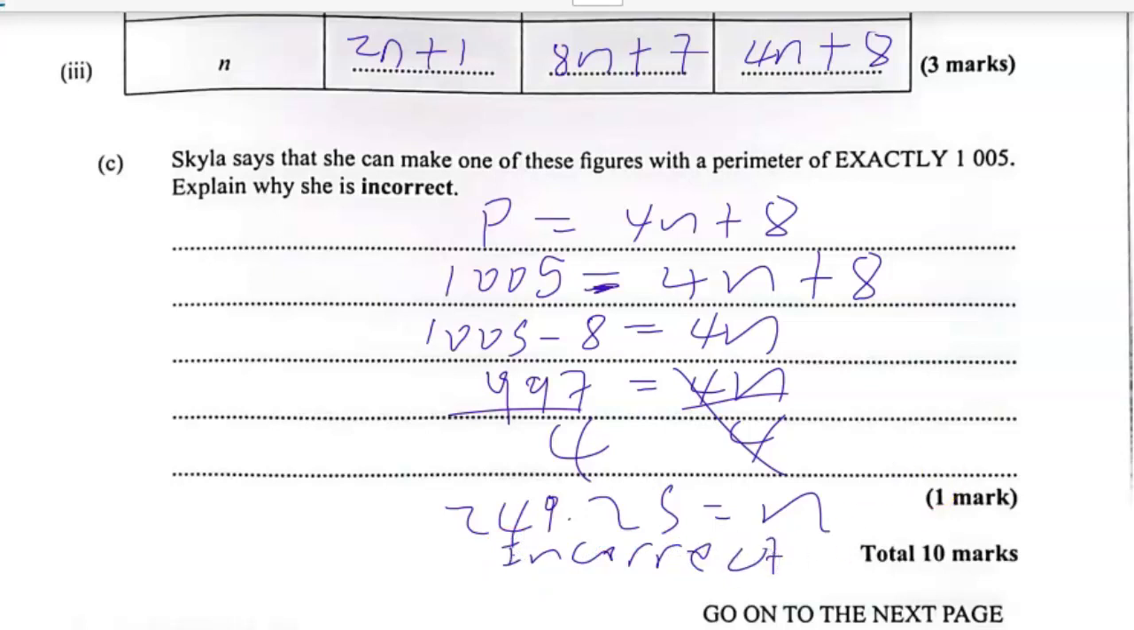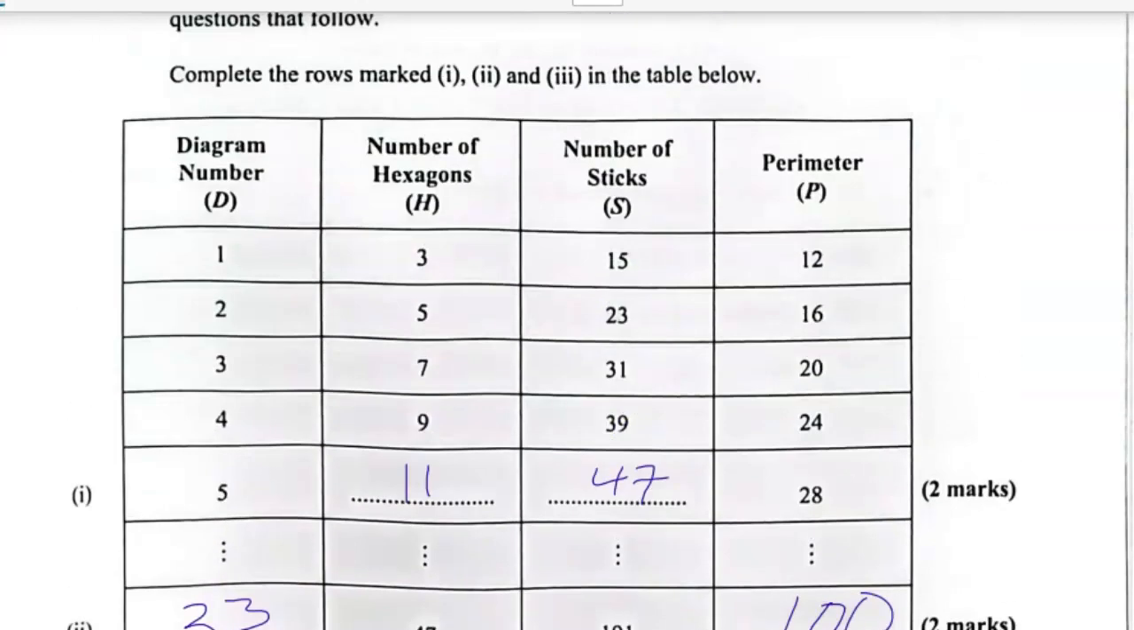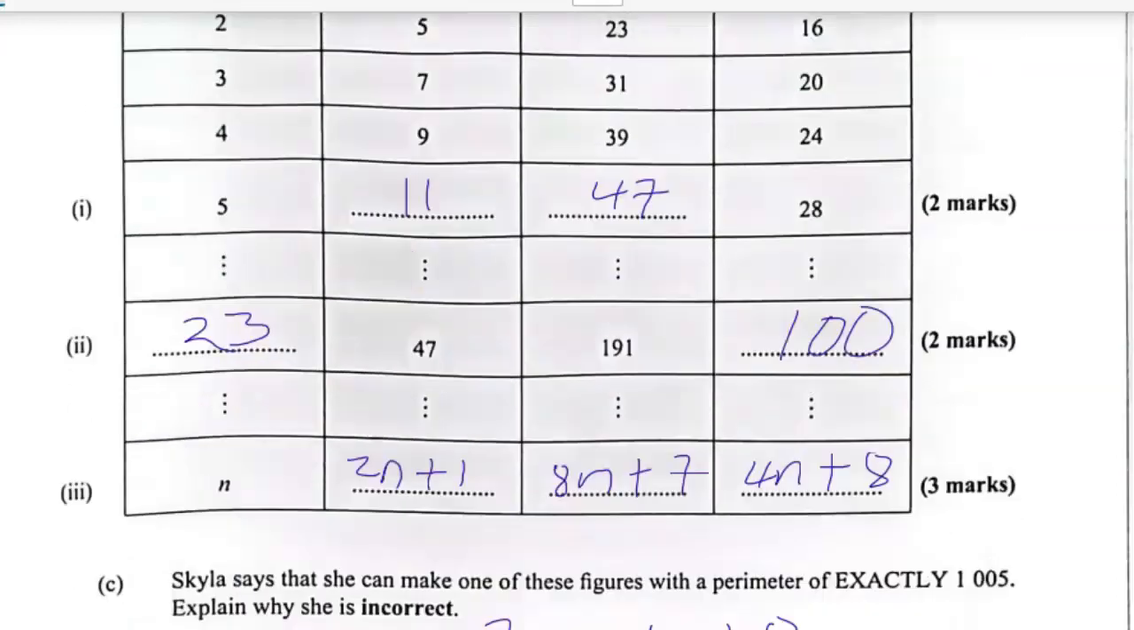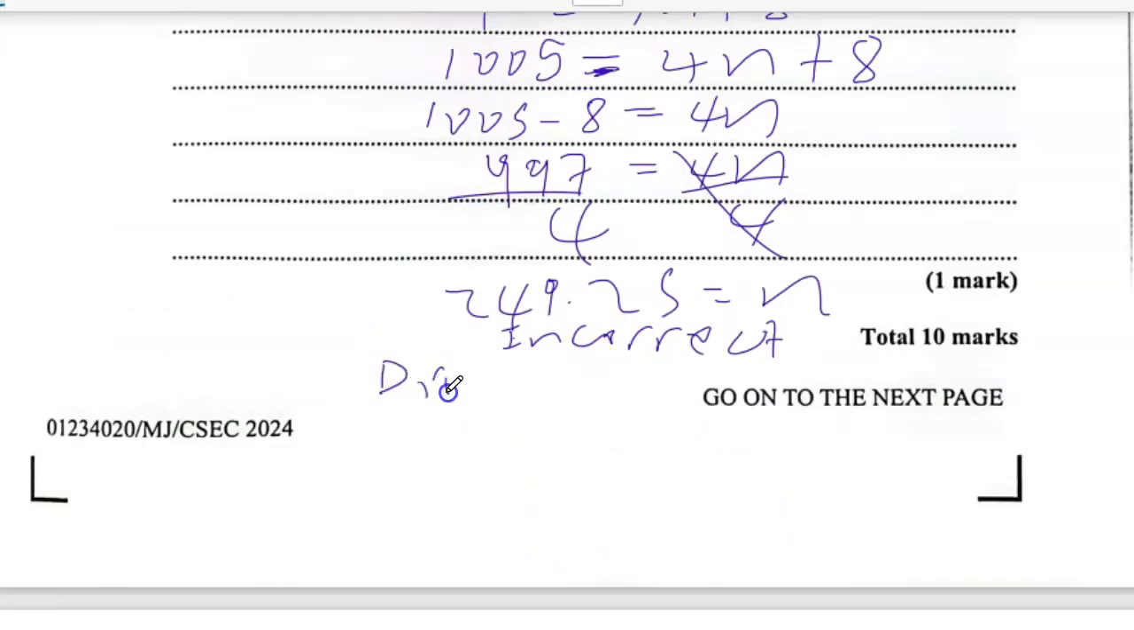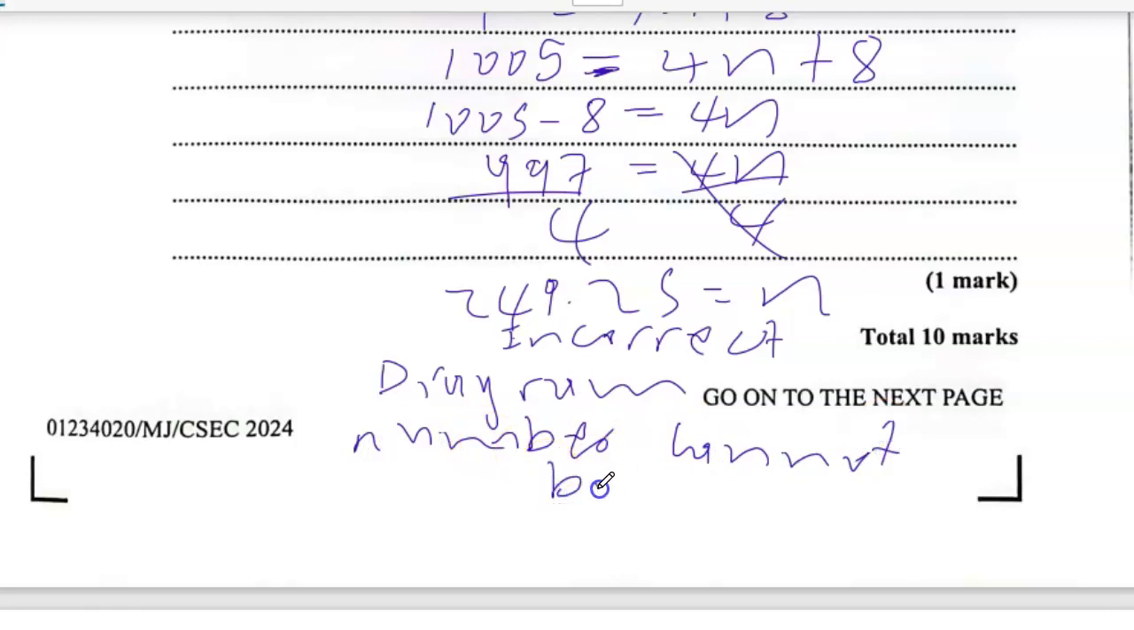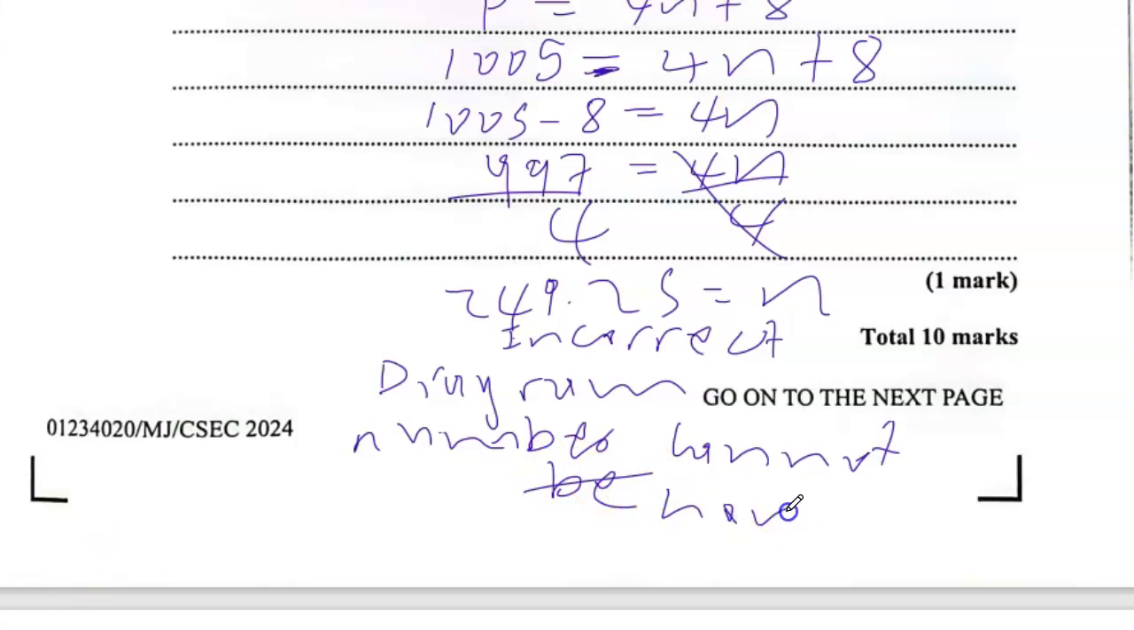And the reason the diagram number cannot be a decimal, right? So the diagram number cannot have decimals. In other words, the diagram number must be a counting number, a natural number.